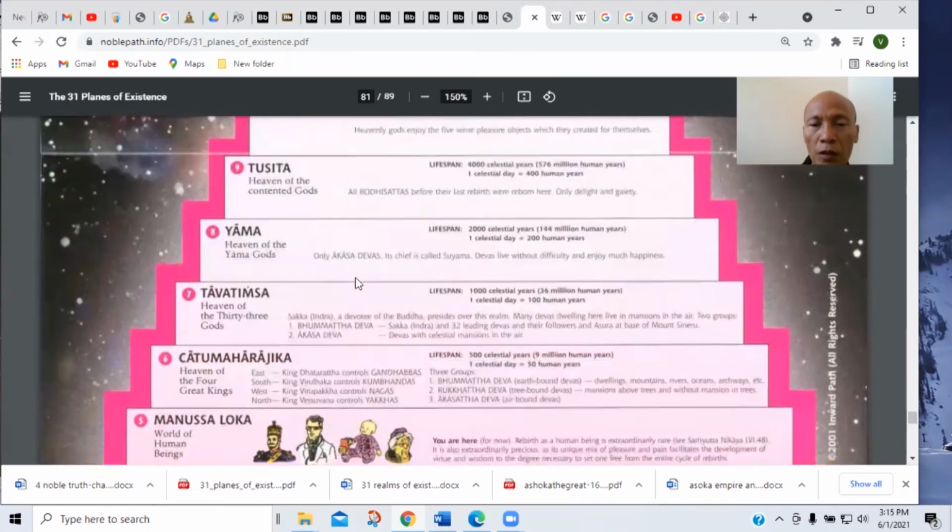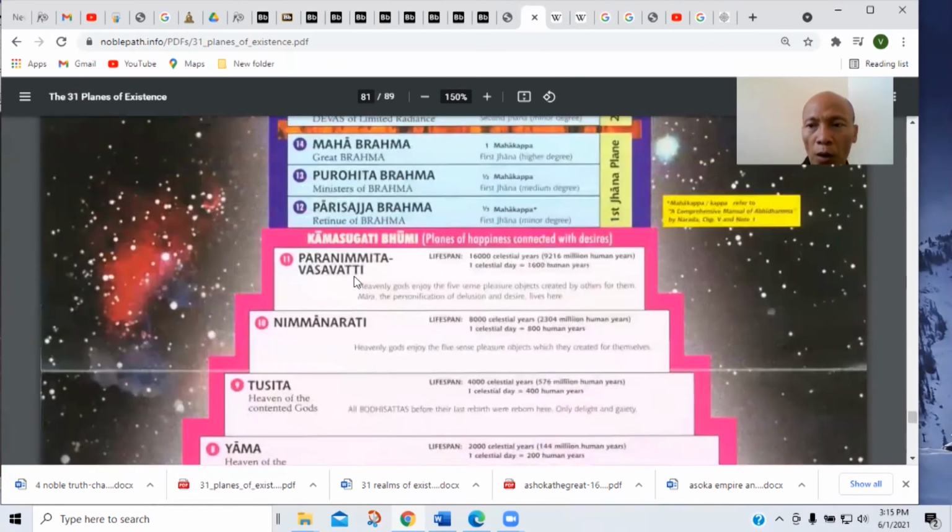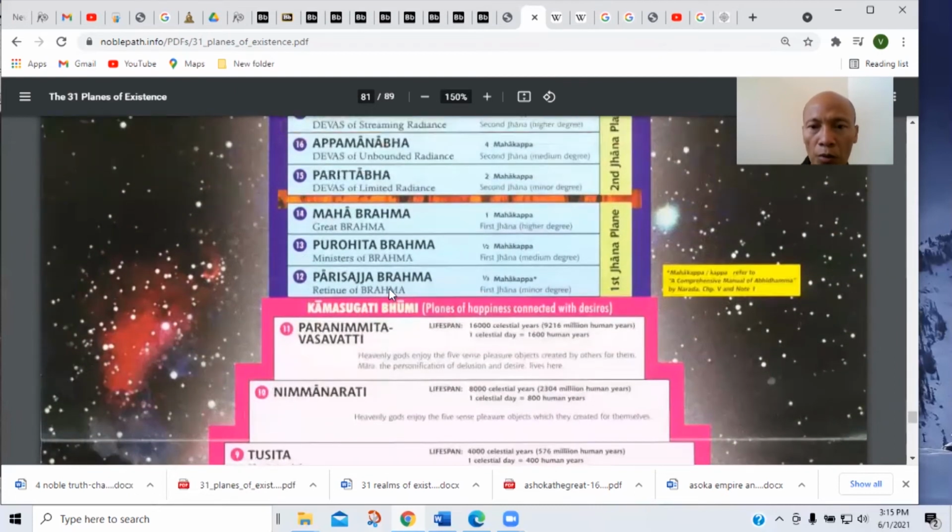This one is in the desire realm. And the next one is the celestial beings who live in the form realms. So here, the retinue of Brahma, the first jhana, the minor degree of this meditative state of mind. They have a lifespan of one third of a Maha Kappa.